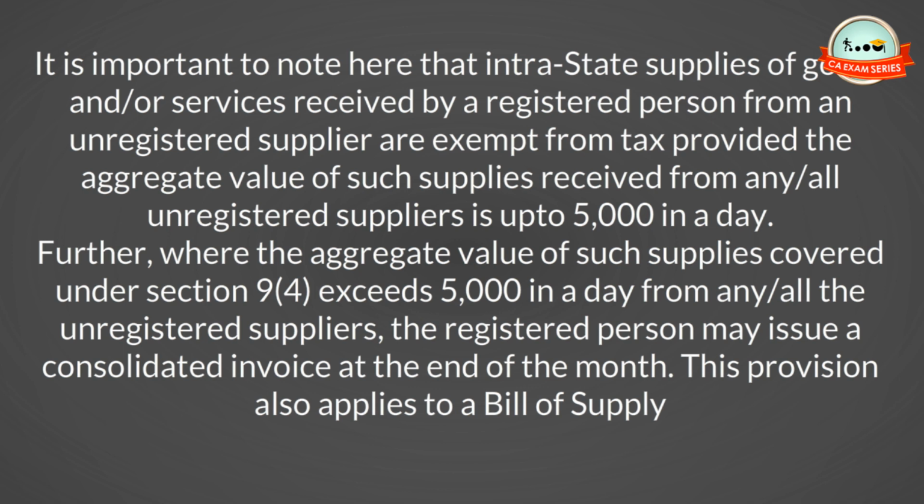Further, where the aggregate value of such supplies covered under Section 9(4) exceeds Rs. 5,000 in a day from all the unregistered suppliers, the registered person may issue a consolidated invoice at the end of the month. This provision also applies to a bill of supply.